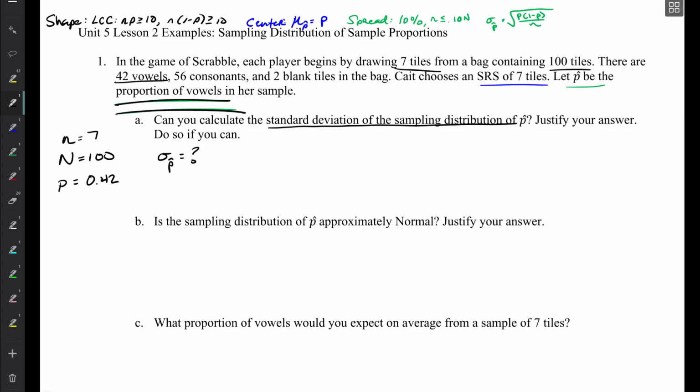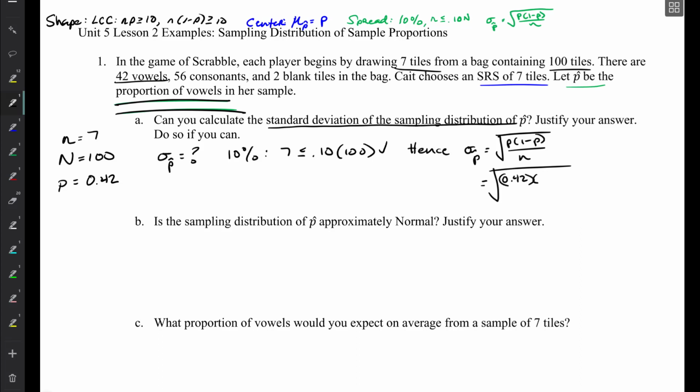Before we can do that, we know we need to check our 10% condition. So we say that our sample, 7, is indeed less than 10% of our population. This is a true statement. Since that's true, we can go ahead and calculate sigma sub p hat by using that formula. This is the one formula that I usually like to write out, because it's got enough moving pieces that I want to make sure I'm getting things in the right spot. Now I can plug things in. p was 0.42. 1 minus p is the proportion of non-vowels in the bag, that's 0.58, just some complement rule stuff there. And then we have 7 in the denominator for our sample size.